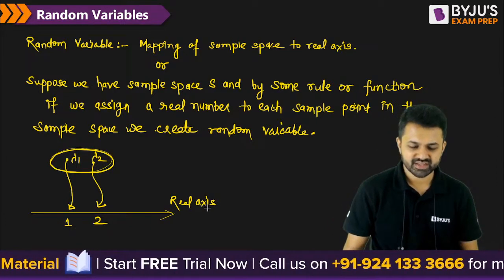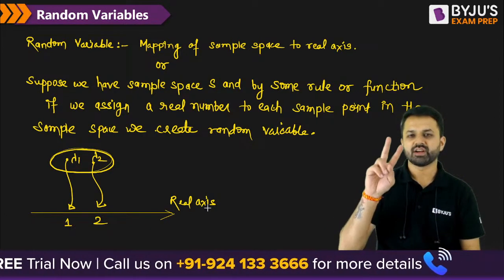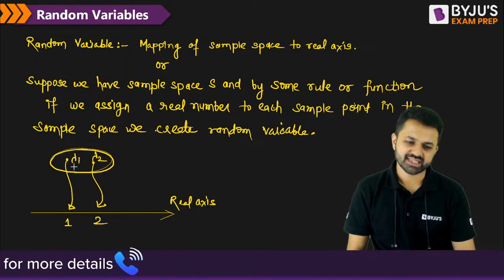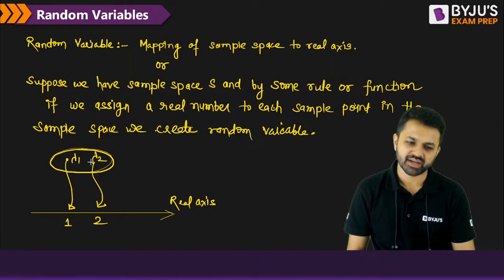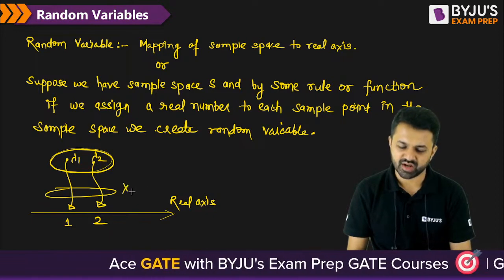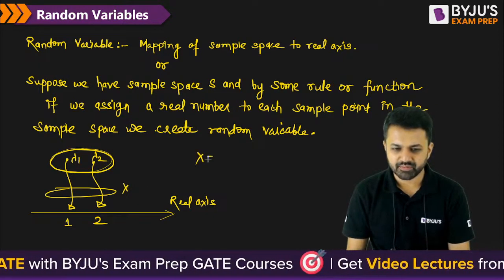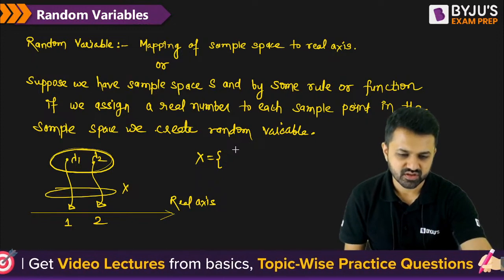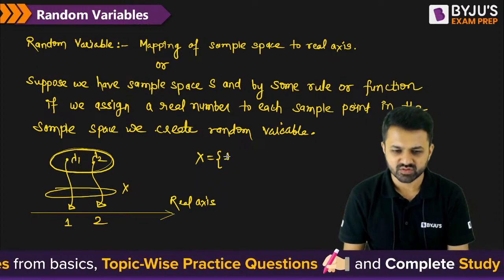Hello Manasvi, good evening. So we have two elements, lambda 1 and lambda 2, in the sample space, and to these two elements we are assigning real numbers, so it is called a random variable. The random variable will be X, which contains two different values, 1 comma 2.